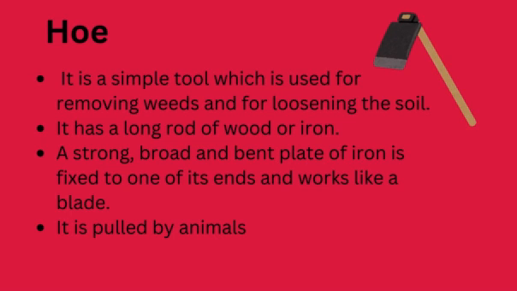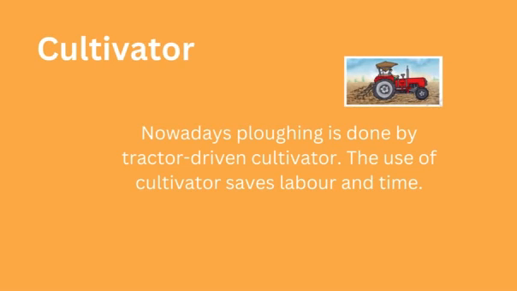It has a long rod of wood or iron. A strong, broad and bent plate of iron is fixed to one of its ends and works like a blade. It is pulled by animals. Cultivator. Nowadays, ploughing is done by tractor-driven cultivators. The use of cultivators saves labor and time, and this is used in this modern period.